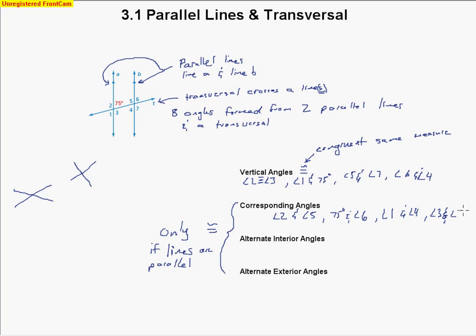angle 7 are corresponding. Now, alternate interior: interior means inside. And so we have to look for the angles that are inside the parallel lines. So this is the interior here. Interior.